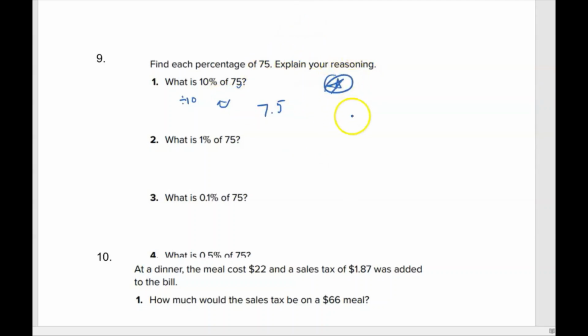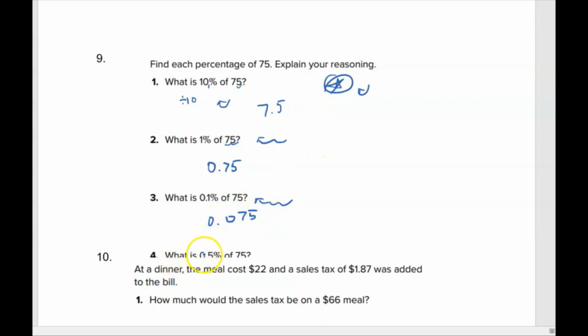I would know that mental math reminder for moving your decimal 1 to the left for finding 10% or dividing by 10. Same thing for 1%, except now instead of moving it 1 spot to the left, we're going to move it 2 spots to the left. Okay, so 1, 2 would give us 0.75. And then for 0.1%, you got it, we're just going to move it 3 spots to the left. Okay, so 0.075.